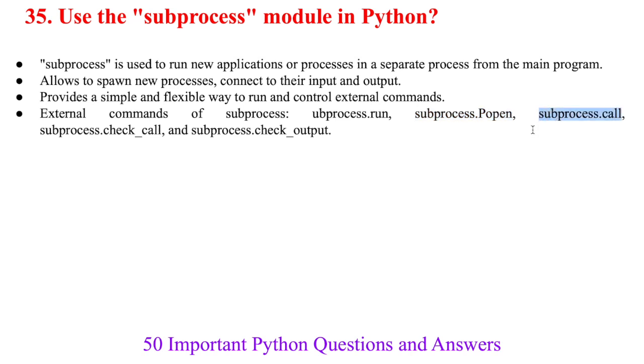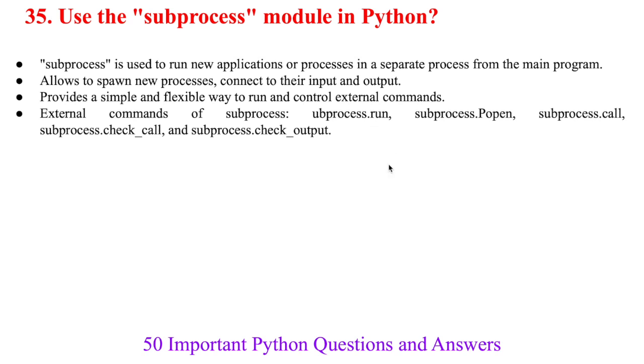Subprocess.call: this function runs a command and waits for it to complete, returning the command's return code. Subprocess.check_call: this function runs a command and waits for it to complete, and raises an exception if the command returns a non-zero return code. Subprocess.check_output: this function runs a command and returns its output as a bytes string, and raises an exception if the command returns a non-zero return code.